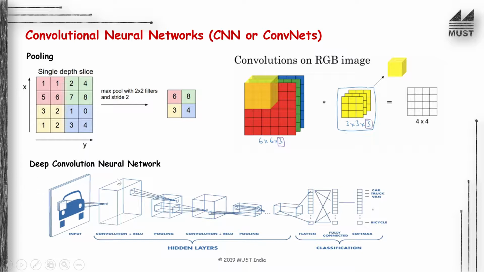Now, as I said, this is how a typical deep convolutional neural network looks like. So I'll move on to the next concepts.